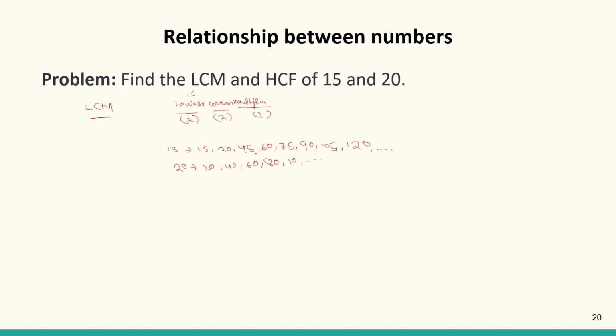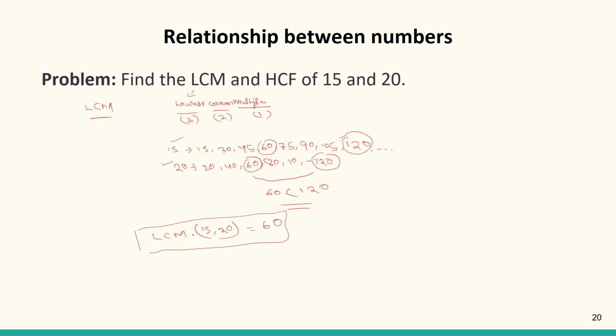We found out the multiples, one sequence here and another sequence here. Then we need to find the common ones. The common one is 20, no, not 20. The first common one will be 60. You can see here, and the second common one will be, I guess, 120. So what is the lowest between these? 60 is less than 120, right? So LCM of 15 and 20 is actually equal to 60. So we got the first answer.